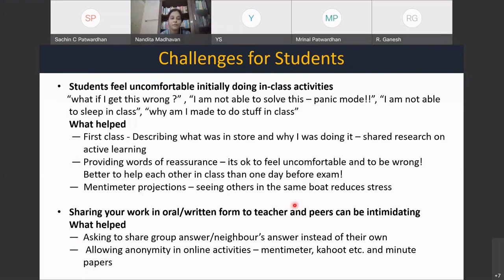So having them work in groups and share the answer of a group helps this way, because in a way you don't have complete ownership for the answer. It's a collective ownership. So even if it's wrong, you don't feel as bad. Allowing anonymity in online activities like Mentimeter helps. There is another gaming tool called Kahoot, which is useful. If you want to use the free version, the class size limit is 50, but if you want a paid version, you can pay and get it. And even in the minute papers, I've usually asked them to hide their identity so that they can speak quite freely.